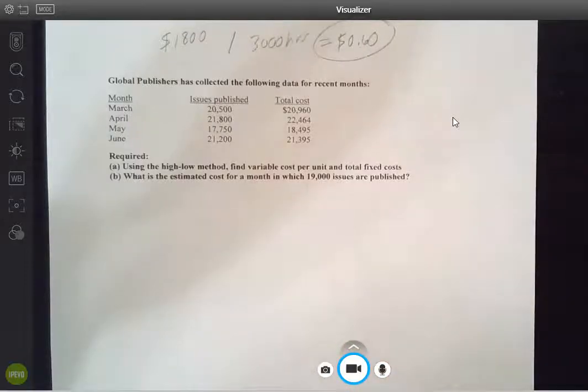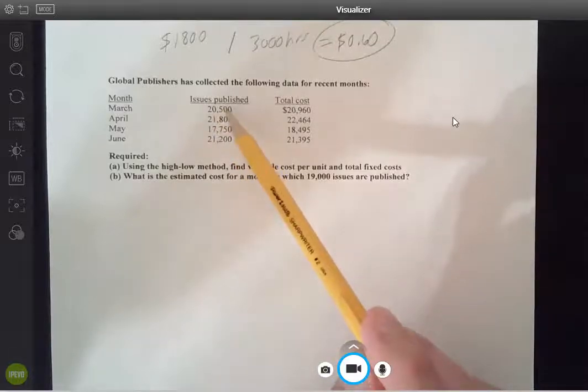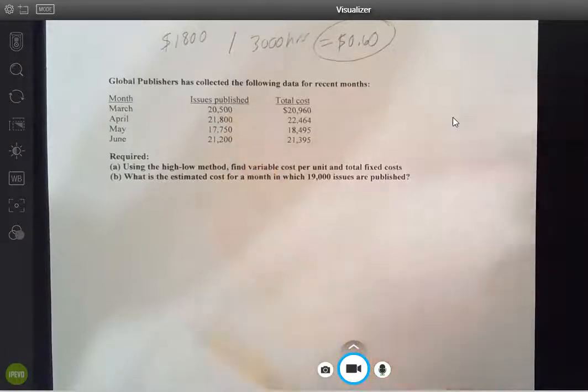Here we're going to do a little bit more. It says the Global Publishers has collected the following data for recent months, and we have 4 months. Really doesn't matter if we're using 2, 4, 6, because we're using the high-low method. We're only going to be using 2 numbers for each of these items. It says required, using the high-low method, find variable cost per unit and total fixed costs. And then it says, what is the estimated cost for a month in which 19,000 issues are published? Issues of what? Okay, I see there we have issues published here. I guess these are probably magazines or something.